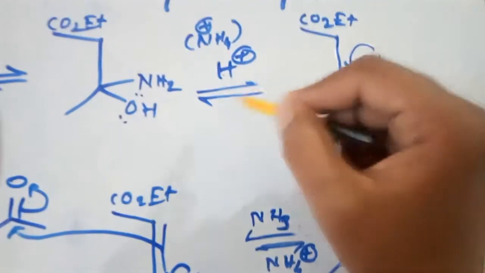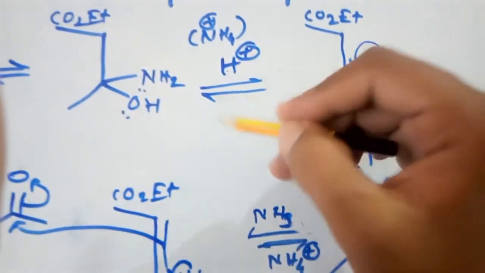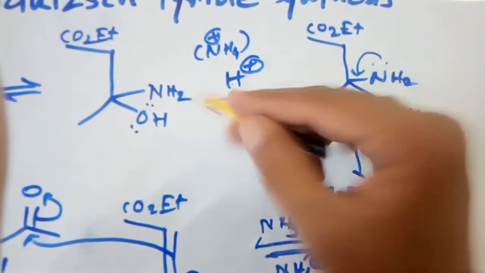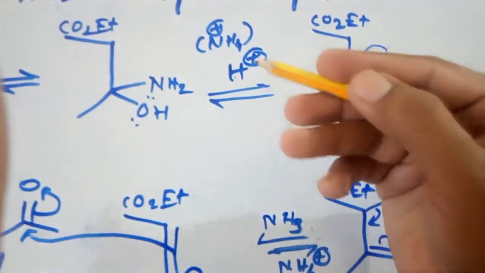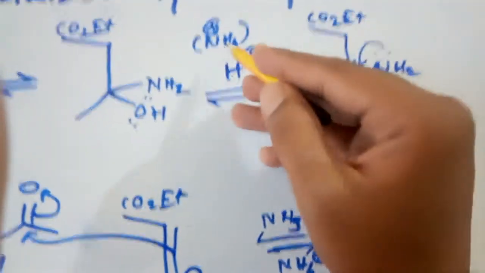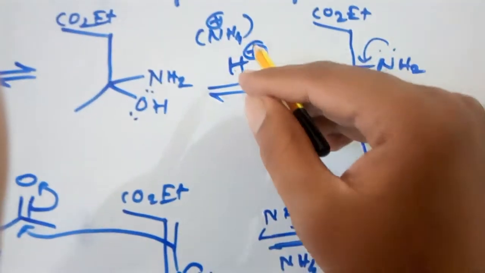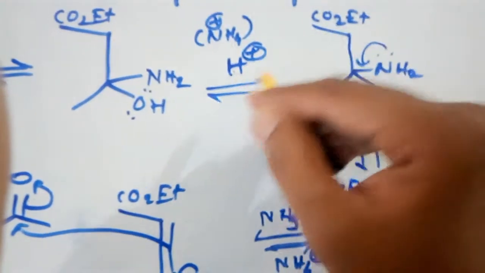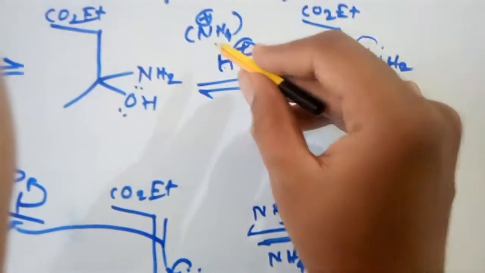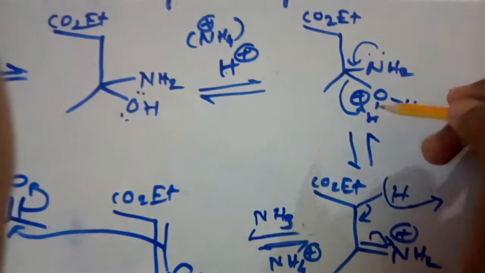Now the point to remember is that this hydrogen is not coming from acid. We are doing this reaction in alkaline condition. Amine we are using, so NH3 will take H from water, it will form NH4 plus, that can easily donate H plus. So this H plus is coming from this NH4 plus which will attach on this oxygen.